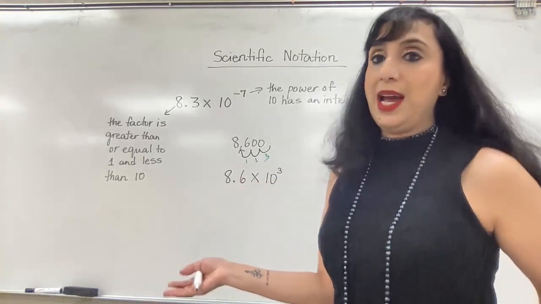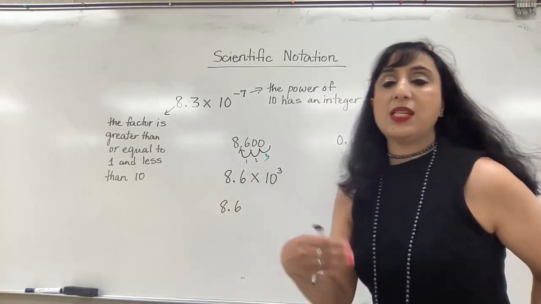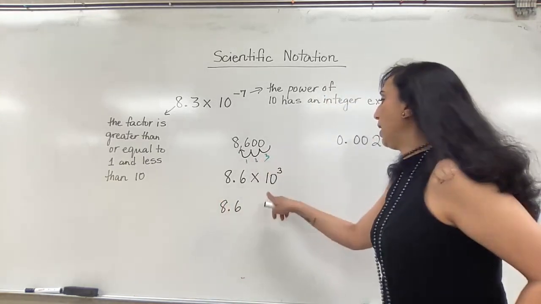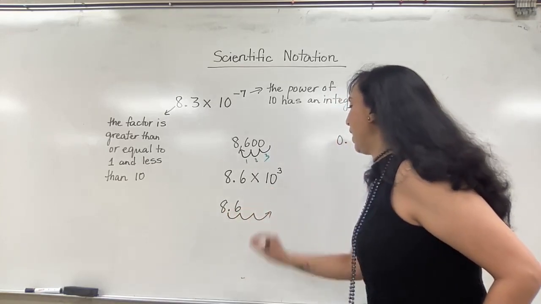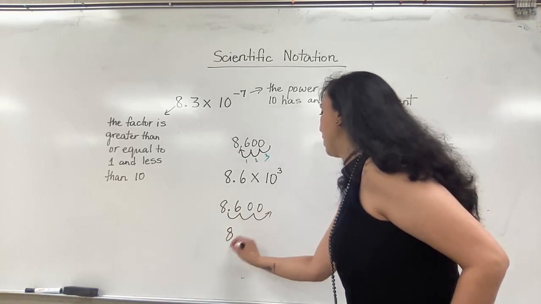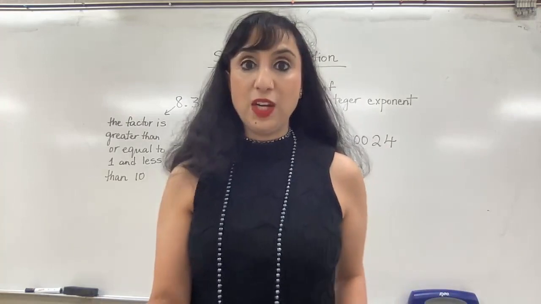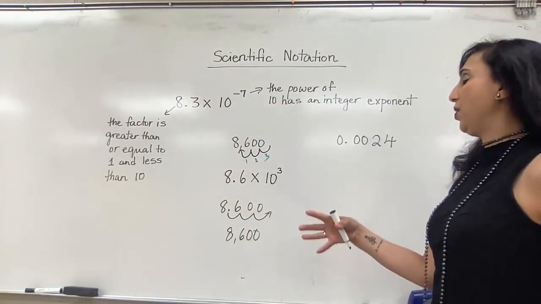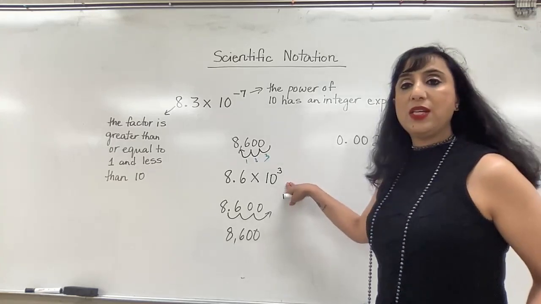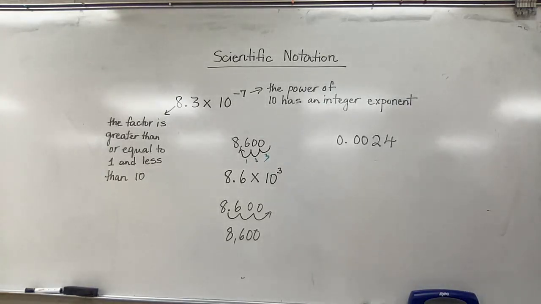If I take this and convert it back to standard form, what am I doing? I'm saying times 10 cubed, so I take this and go 1, 2, 3, and I annex zeros, and this number becomes 8,600. That's when I'm converting scientific notation back to standard form. But right now I'm just showing you how I get a positive exponent or a negative exponent. Let's look at the next example.